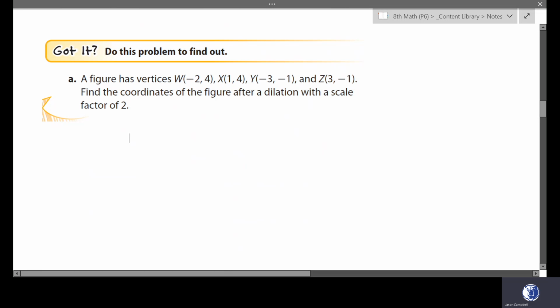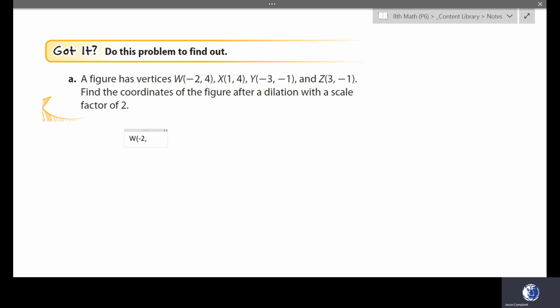I'm going to do got it A the same way I did example 1. I'm going to put the original coordinate, so W is at -2, 4, and then I'm going to put the operation. So this is a scale factor of 2. So I'm going to do -2 times 2. I'm going to do 4 times 2. So my W prime coordinates are -4 and 8.